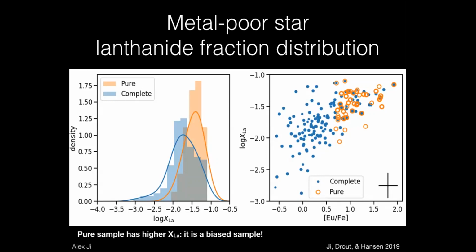And so this is important because, for those of us who study stellar archaeology, a lot of us focus really heavily on those stars which have the highest europium to iron ratios, because those are the ones where you can measure the most types of different elements.